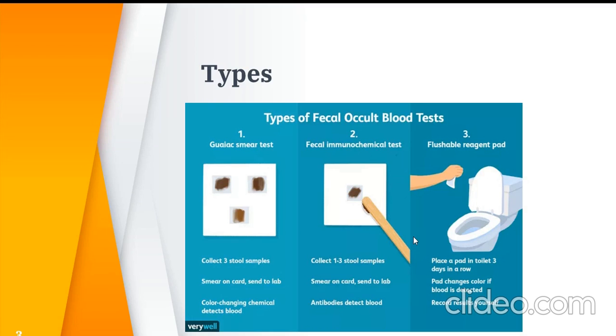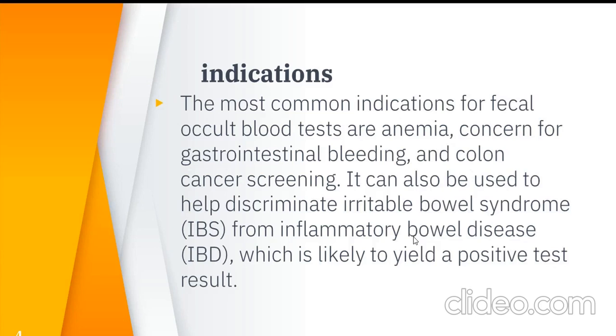So, indications. The most common indications for fecal occult blood tests are anemia, concern for gastrointestinal bleeding, and colon cancer screening. It can also be used to help discriminate between irritable bowel syndrome and inflammatory bowel disease, which is likely to yield a positive test result.